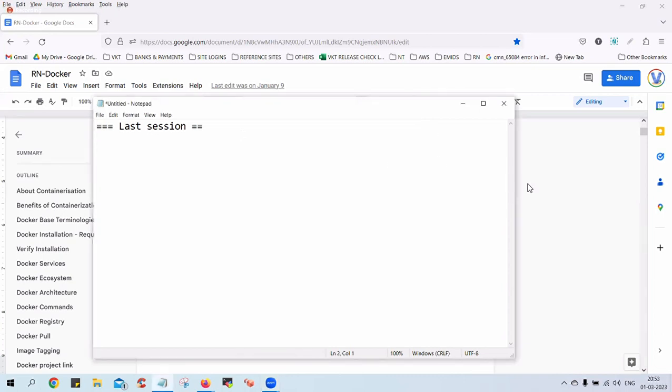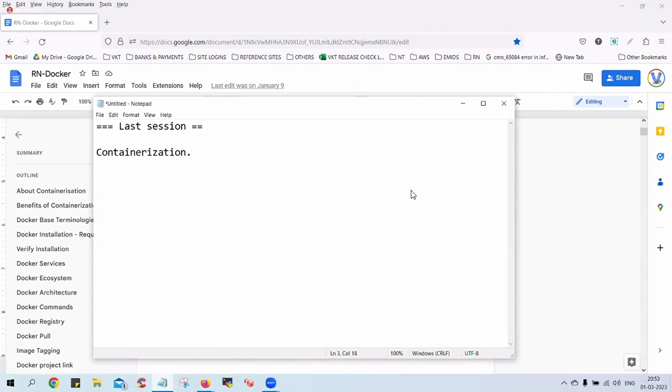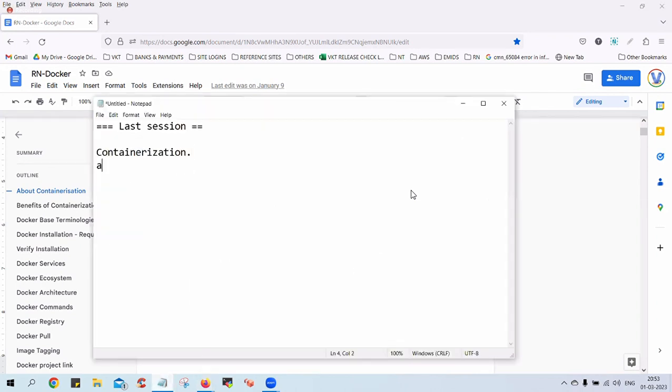We're working with the understanding of containerization, right? So containerization, guys. Containerization is all about, like, this is a definition. It is all about an application bundled with its required dependencies. That is a simple definition. Okay. So generally I tell people to remember the A by B formula. A by B. So in most of the classes I tell them to just remember a simple formula, A by B.